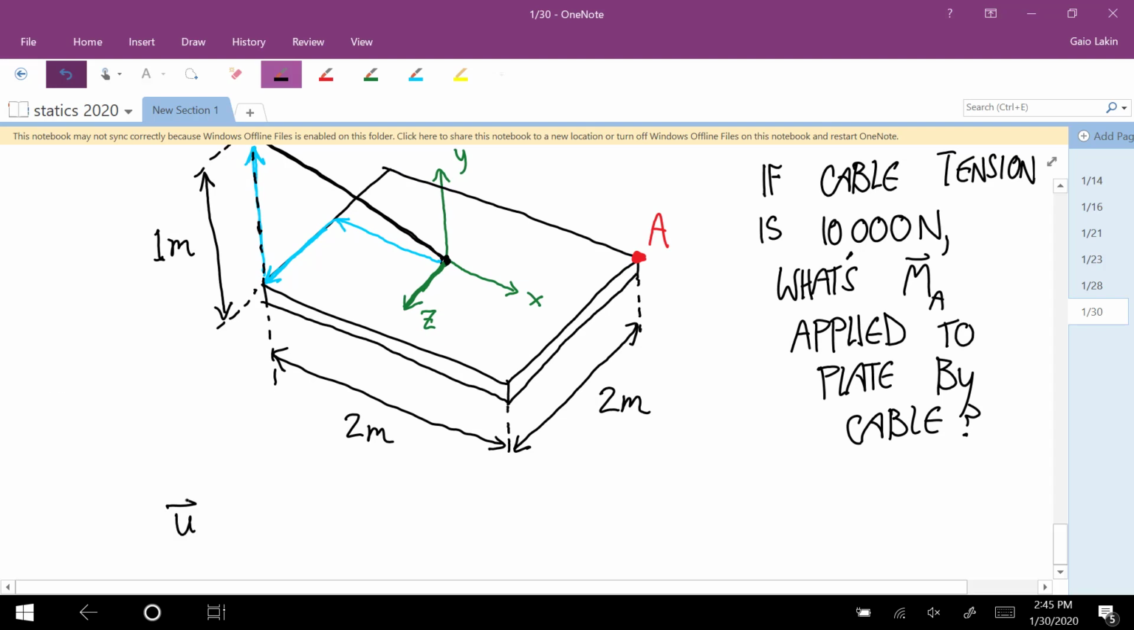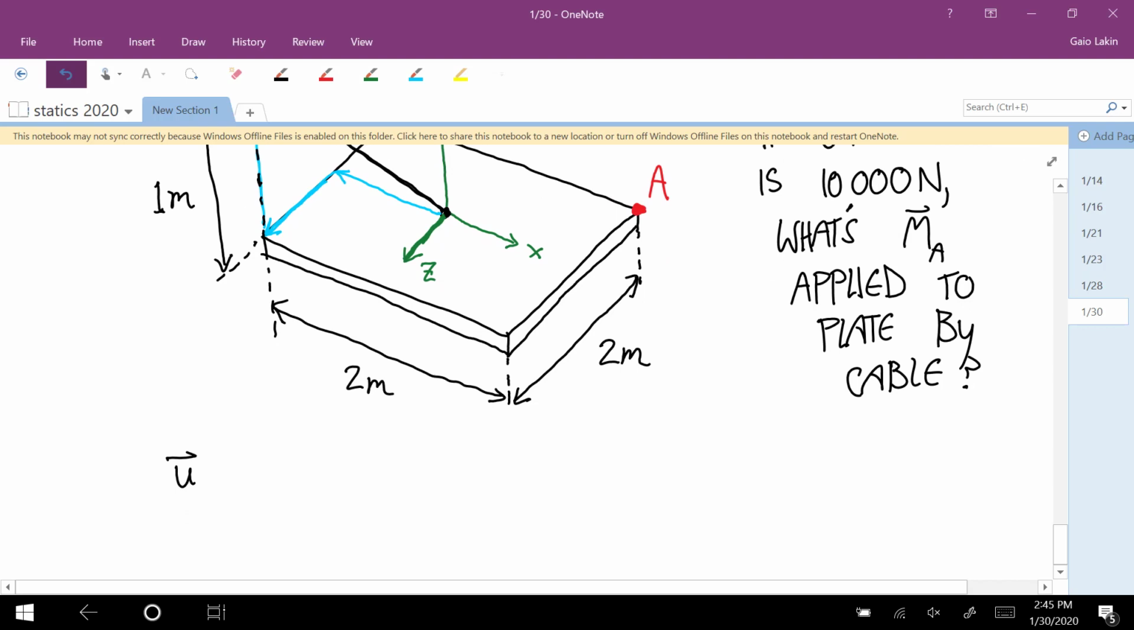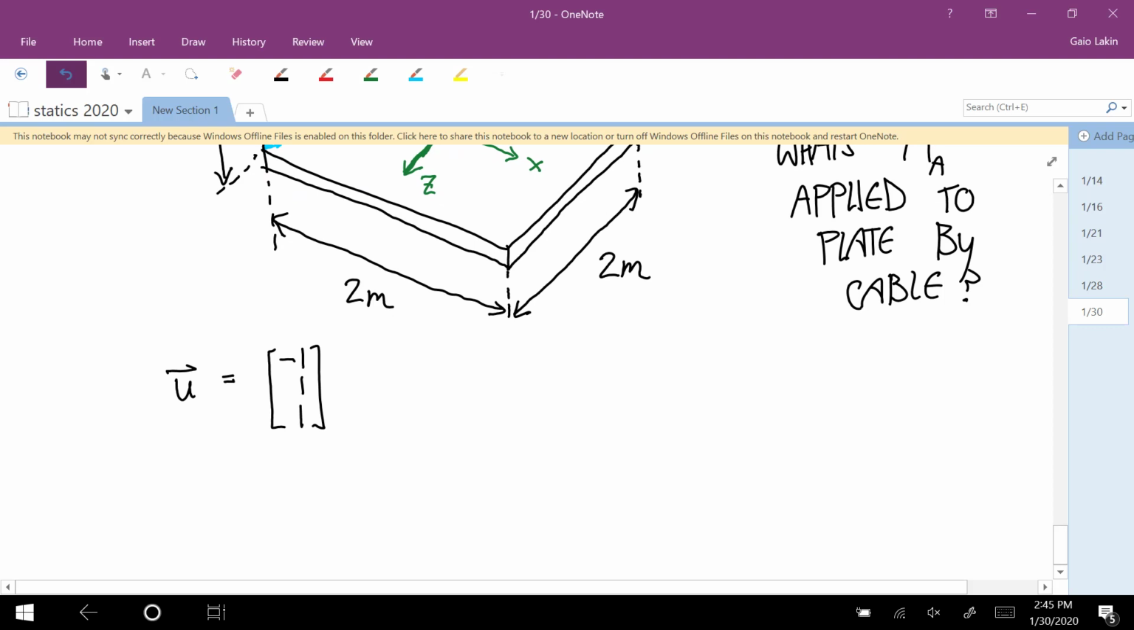So this vector u that's in the direction of that cable force is -1 for x, +1 for z, and +1 for y. Now we want to normalize it, we want a unit vector in that direction. So we need the magnitude of this vector, and that's the square root of -1 squared plus 1 squared plus 1 squared. So that's √3.